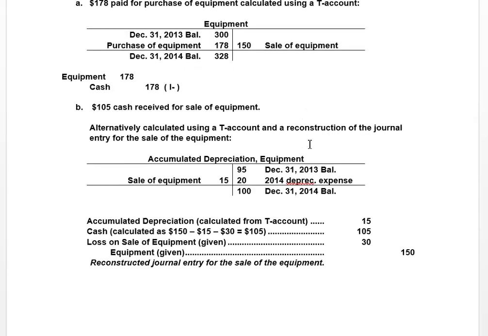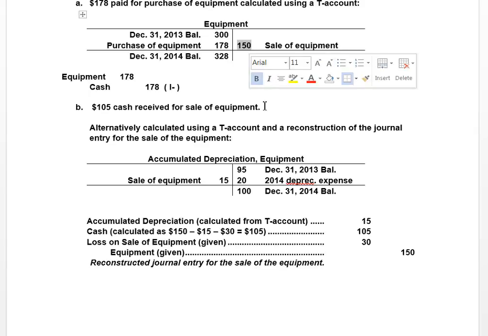The second part of the question said, how much cash did we get, or what were the cash proceeds for any equipment that we sold during 2014? Well, we know that we sold $150 of equipment, but how much cash did that generate for us? Well, you know that when you sell equipment, and in our case $150 worth, you dump accumulated depreciation on that equipment, you book some cash, and you have to book a gain or a loss.